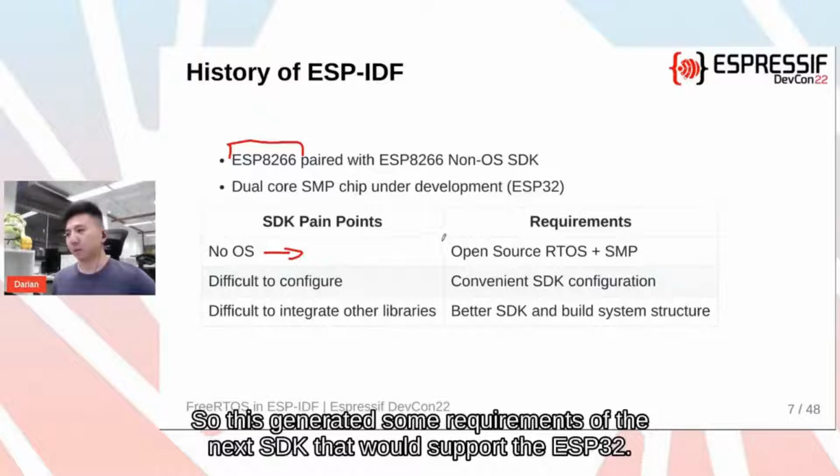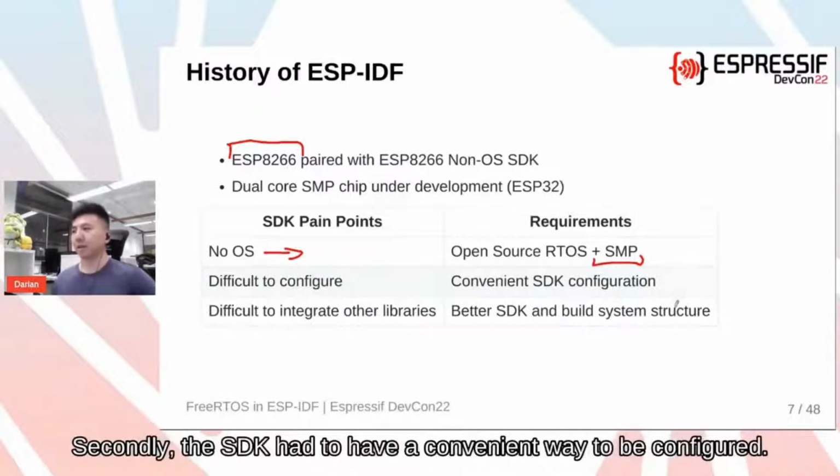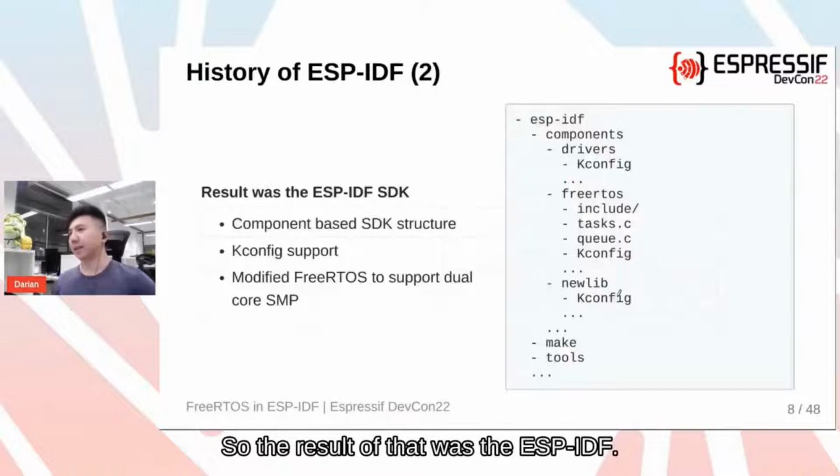So this generated some requirements of the new SDK that would support the ESP32. First, there had to be an RTOS, and preferably this RTOS should support SMP, given that the ESP32 was going to be a dual-core SMP chip. Second, the SDK had to have a convenient way to configure. And the third requirement was that the SDK had to have a better build system structure, allowing users to easily integrate their third-party libraries or their own libraries into the SDK itself. So the result of that was the ESP-IDF.